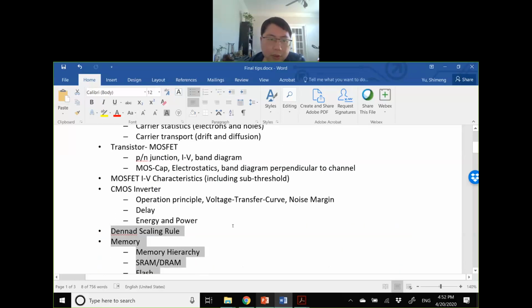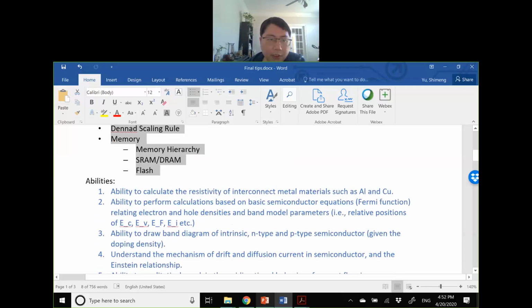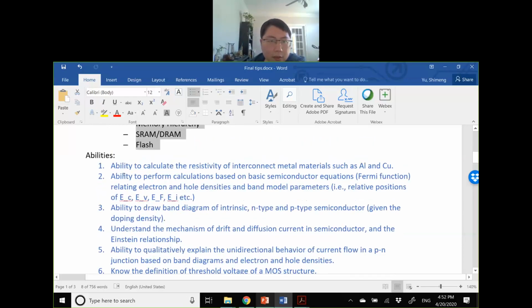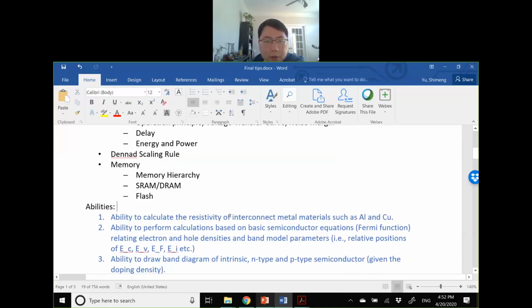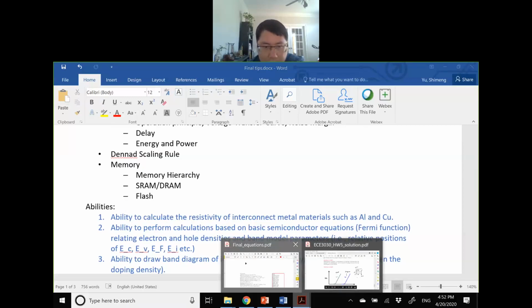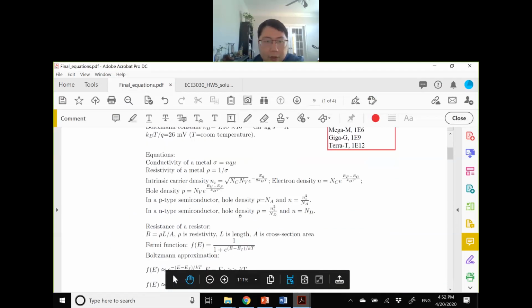So let's go through the abilities that you are expected to have for the final exam. So firstly, in lecture 2, we talk about the interconnect made of metal, such as aluminum and copper. So you should be able to calculate the resistivity of the metal. And how is that calculated?